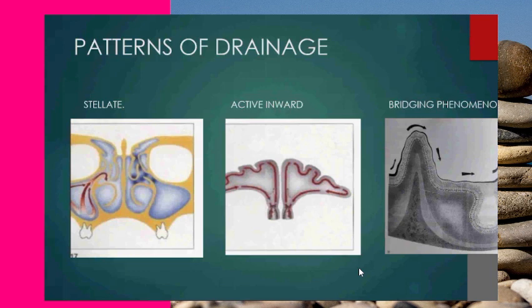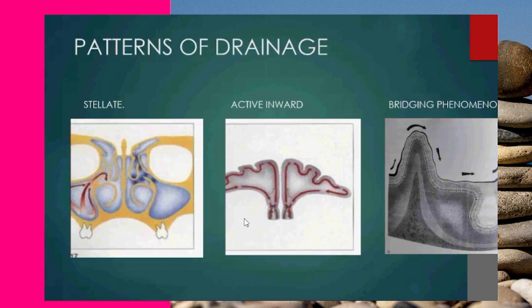But to reach the nasal cavity from each sinus, there should be some kind of mechanism, no? Because when you see the natural sinus, there is a floor, there is a roof, there is a medial wall. So any pus or any microorganism or any mucus secreted by the goblet cells has to reach the nasal cavity. It has to reach the nasal cavity through the natural ostium.